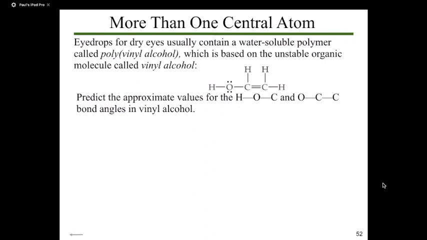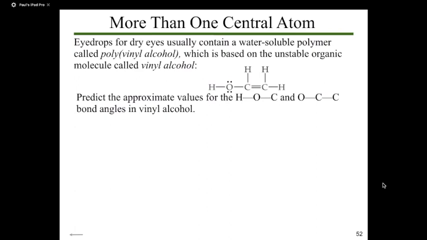So here is an example of what I like to do. Okay, so eye drops for dry eyes contain a water-soluble polymer called polyvinyl alcohol. Okay, and so the vinyl alcohol is shown here. What is the approximate value for the bond angles? Oh, all right. In hydrogen, oxygen, carbon, and then oxygen, carbon, and carbon.